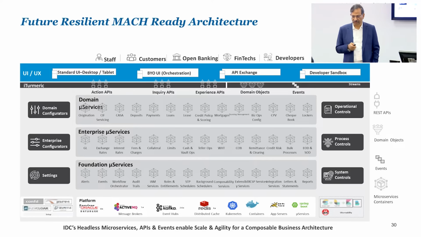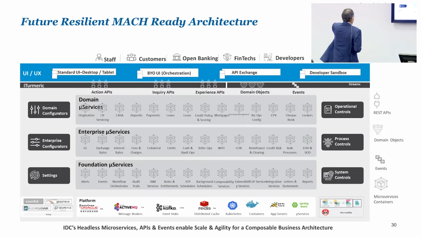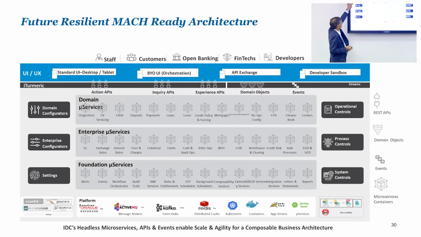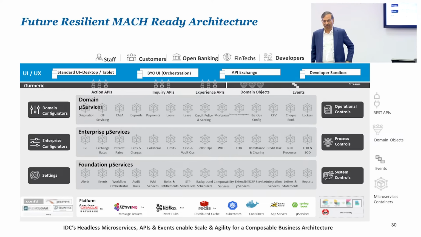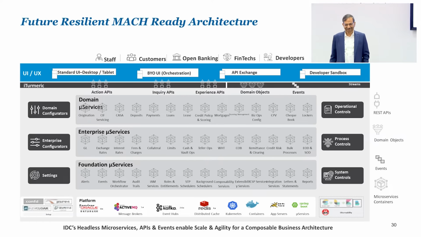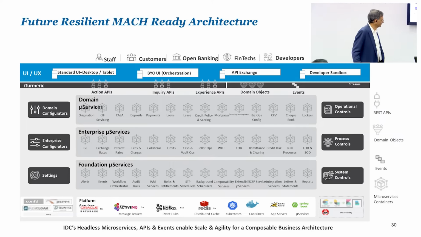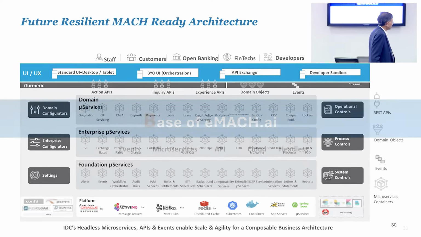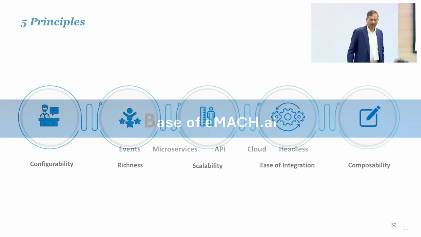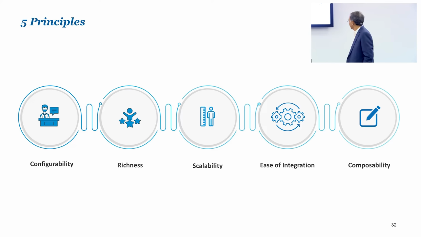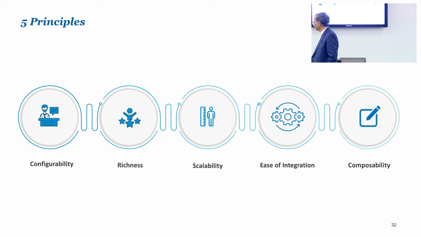Common observability. Turmeric gives a common observability. Turmeric is a common platform which brings a common observability. So you can ingest all 3 types of various systems. Common dashboards. Then this is about the base of eMACH.ai, which revolves around configurability, richness, scalability, integration, and composability.